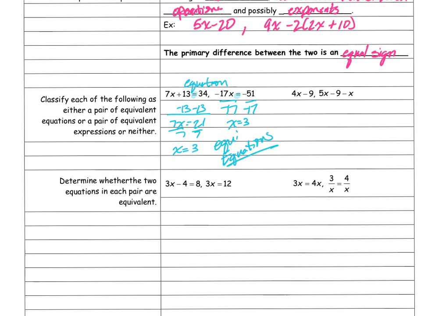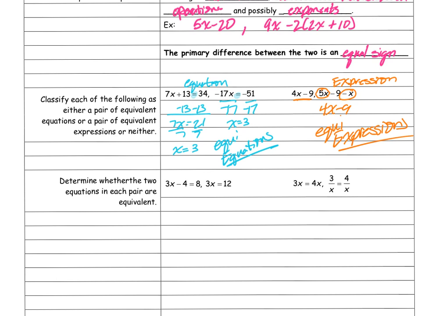On the second one here, no equal sign, so I know that this is an expression. Now I just need to know if they're equivalent. So 4x minus 9, there's nothing to do for that one. On the second one, here's a like term and here's a like term. So 5x minus x is 4x, minus 9. They're exactly the same, so they are equivalent expressions. Not too bad, right? We do have to check to see if they're equivalent. If they're not equivalent, then the answer would be neither.